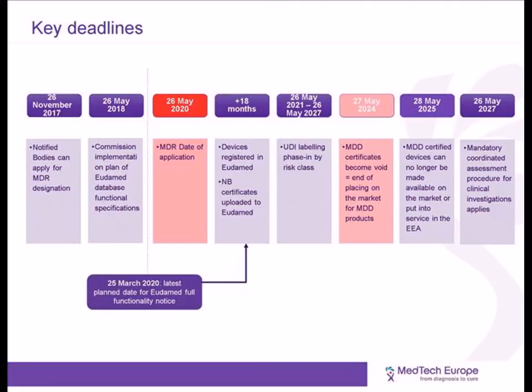If EUDAMED, for whatever reason, is not fully functional by 26th of May 2020, some MDR obligations will only come into force later on, specifically 6 months after the full functionality notice is eventually published. This means that some MDR obligations could be postponed depending on when EUDAMED becomes available. In any event, whenever EUDAMED becomes available, obligations to register information on devices and certificates will not apply until either 18 months after the date of application, 26th of May 2021, or if EUDAMED is late, they must only be done 6 months after the Commission notice is published.